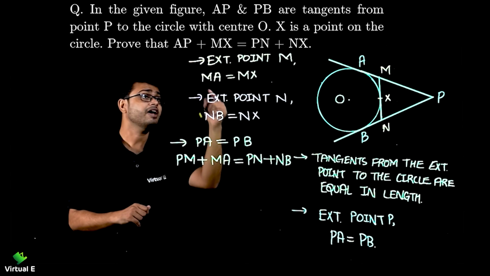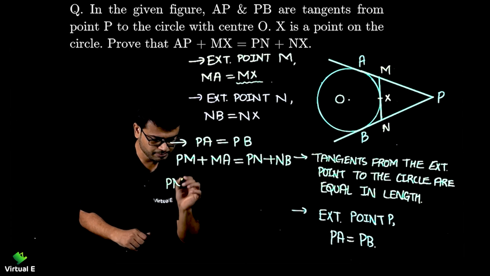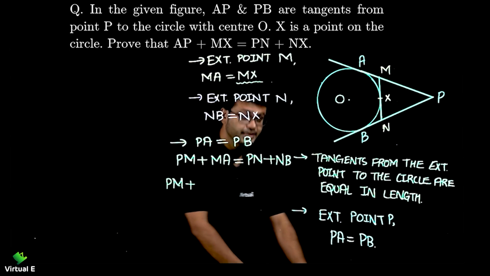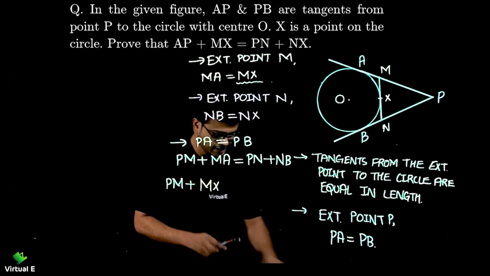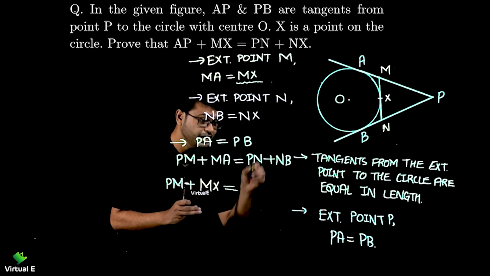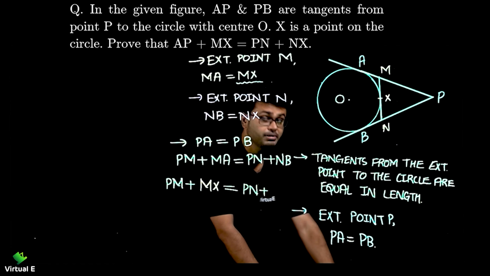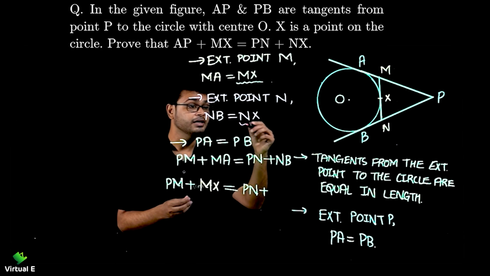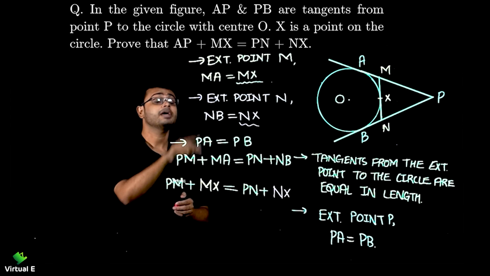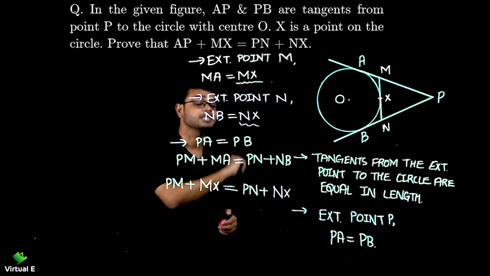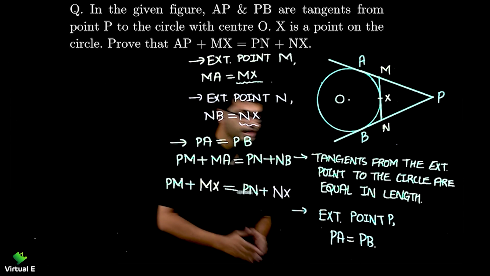Now instead of MA, what can I write? See over here, MX. So let's substitute. PM plus MX is equal to PN as it is, because see in the result what we need to prove, and instead of NB, I'm writing NX. So can you see, we have proved that PM plus MX is equal to PN plus NX. Simply, it was very easy. We just need to replace the relations and we can get the answer.